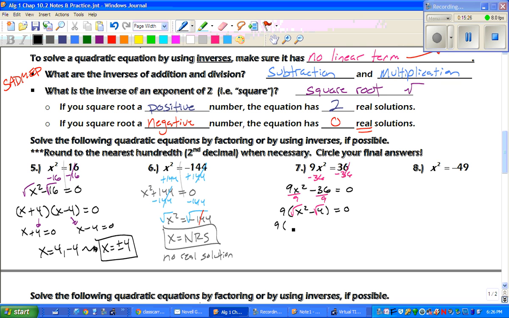Excuse me. So we get x plus 2, x minus 2 equals 0. Anything that has an x attached to it, remember, we set that equal to 0. So we get x plus 2 equals 0, x minus 2 equals 0, and you guys should be able to solve those by yourself. You get x equals plus or minus 2.